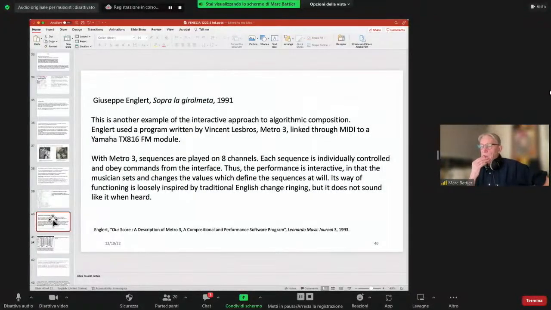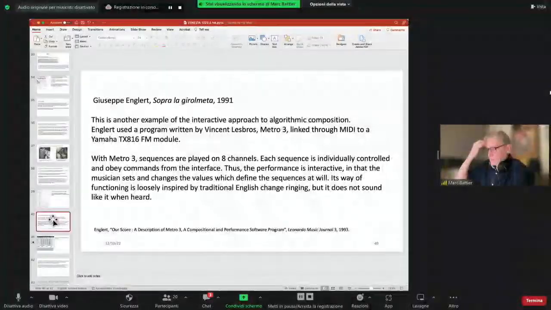So I'm going to play an example of that piece, Sopra la Girolmetta. That's another example of the interactive approach to algorithmic composition by Englert. He used a program written by Vincent Lesbros, Metro 3, linked through MIDI to a Yamaha TX816. So that was after the Synclavier, actually.